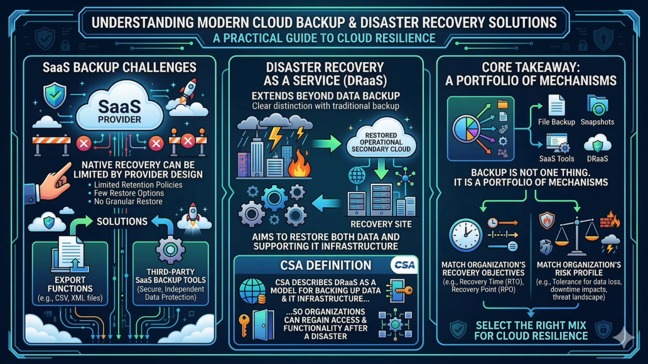Finally, disaster recovery as a service, or DRaaS, extends beyond data backup and aims to restore both data and supporting IT infrastructure in a third-party cloud environment. CSA explicitly describes DRaaS as a model for backing up data and IT infrastructure so organizations can regain access and functionality after a disaster. The takeaway is that backup is not one thing. It is a portfolio of mechanisms that should match the organization's recovery objectives and risk profile.